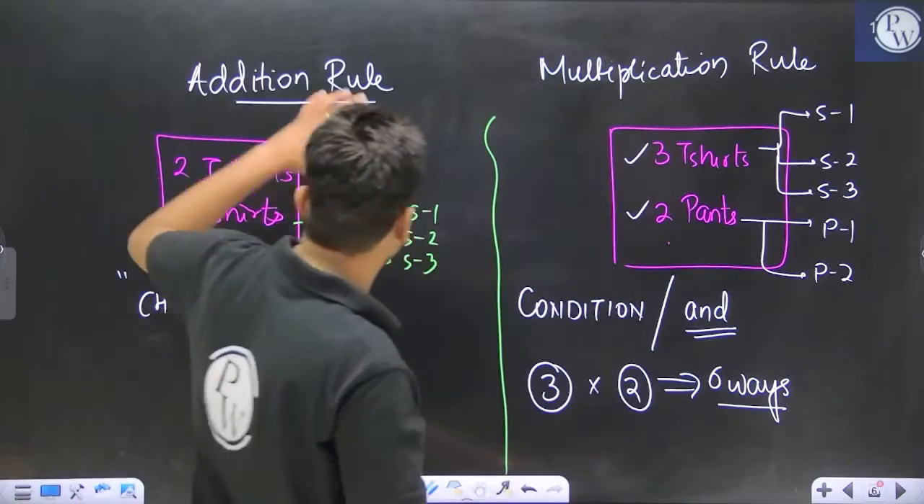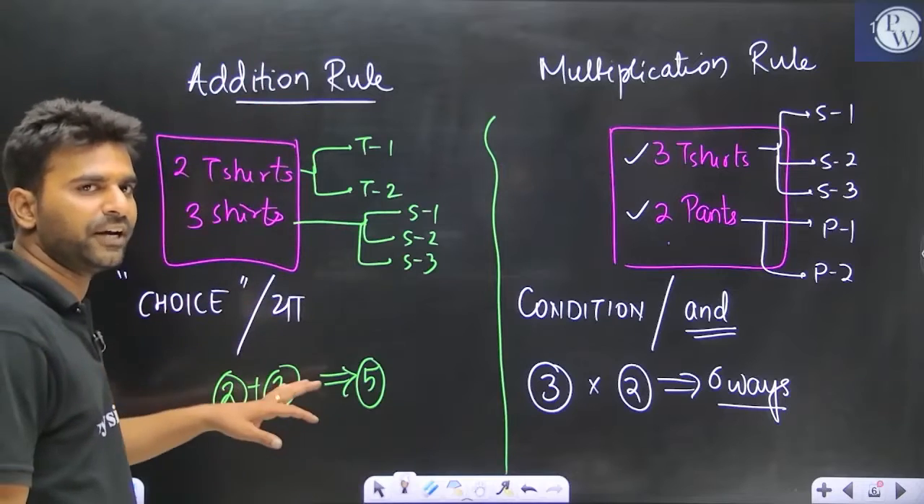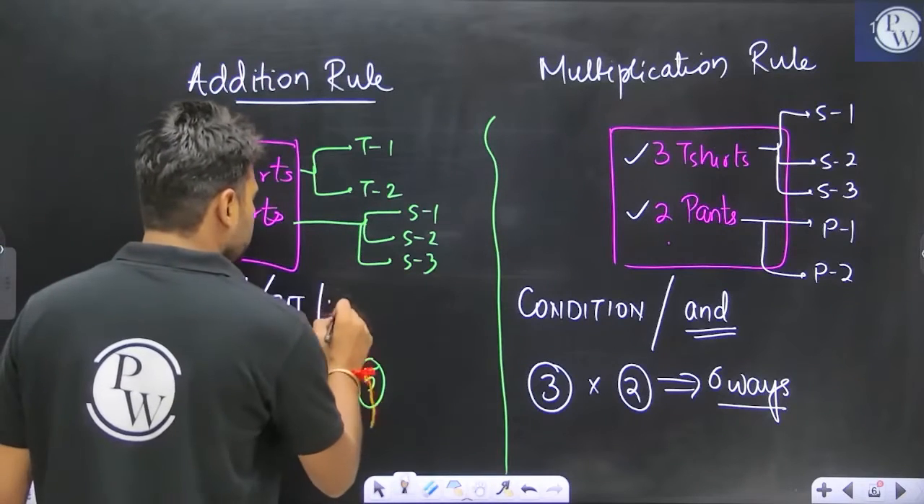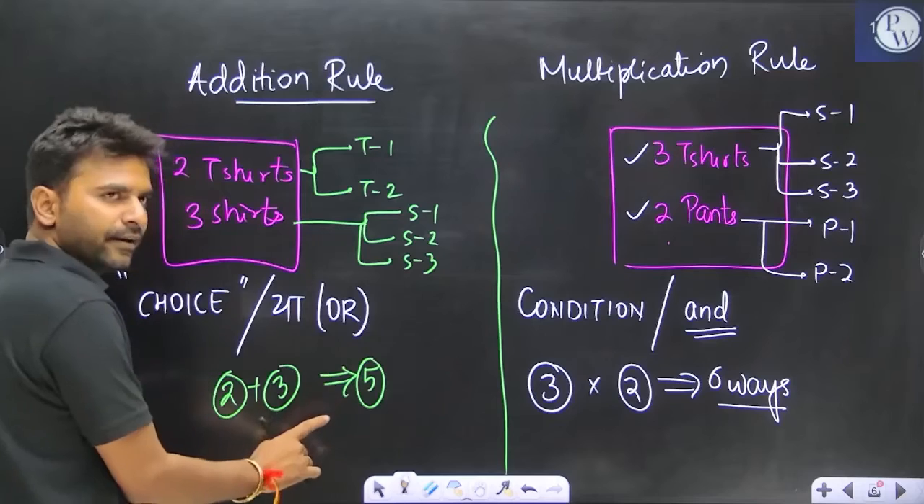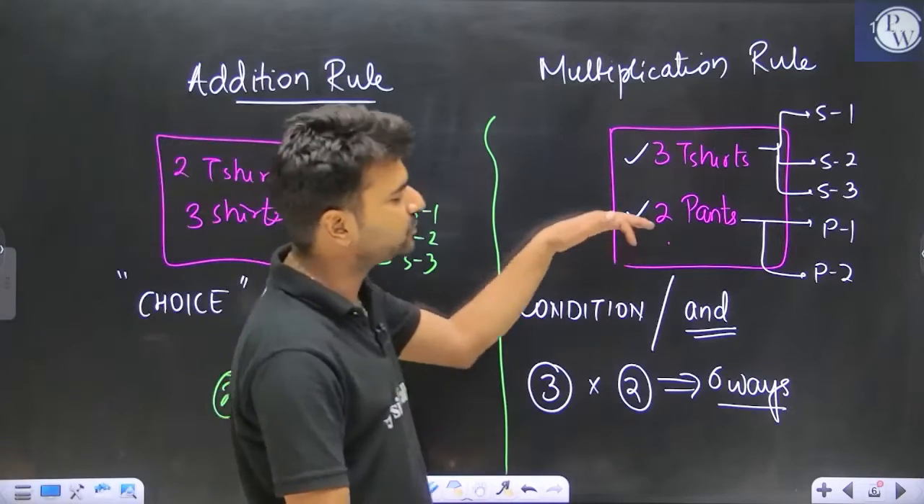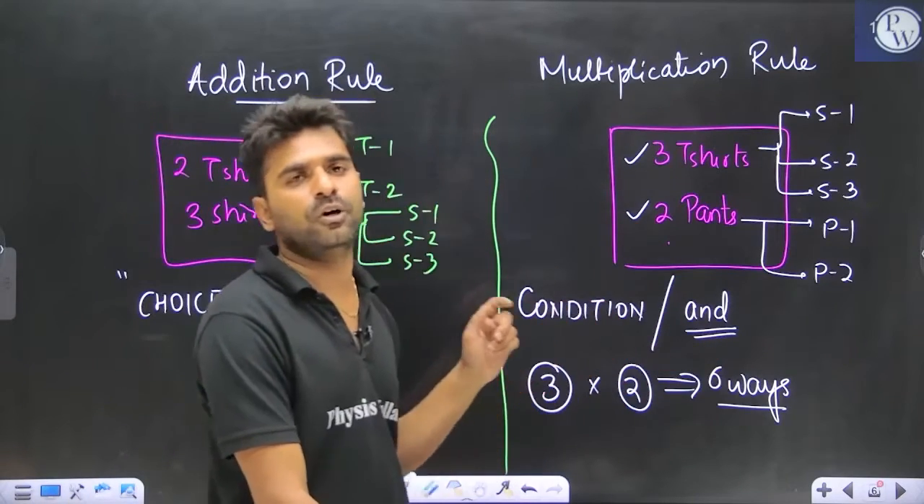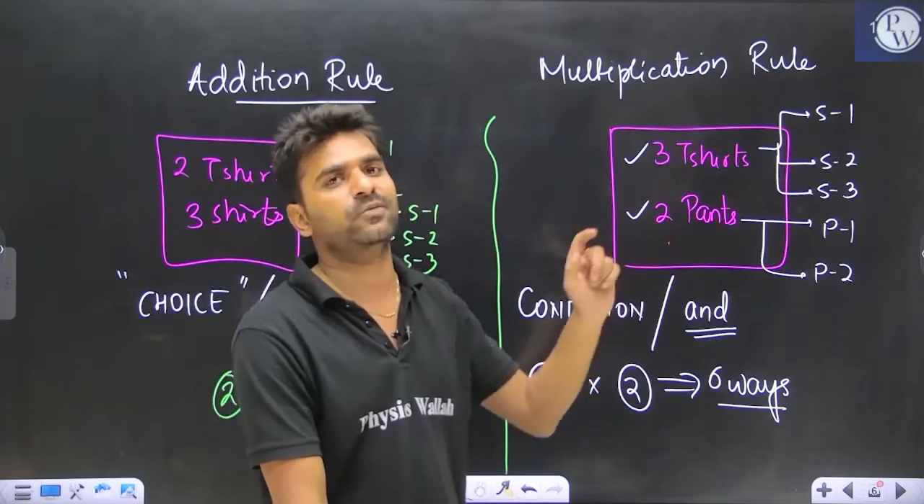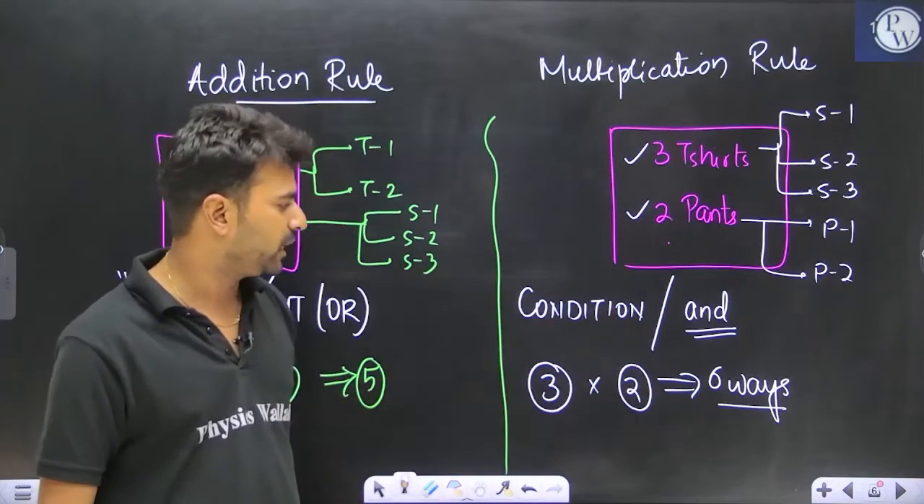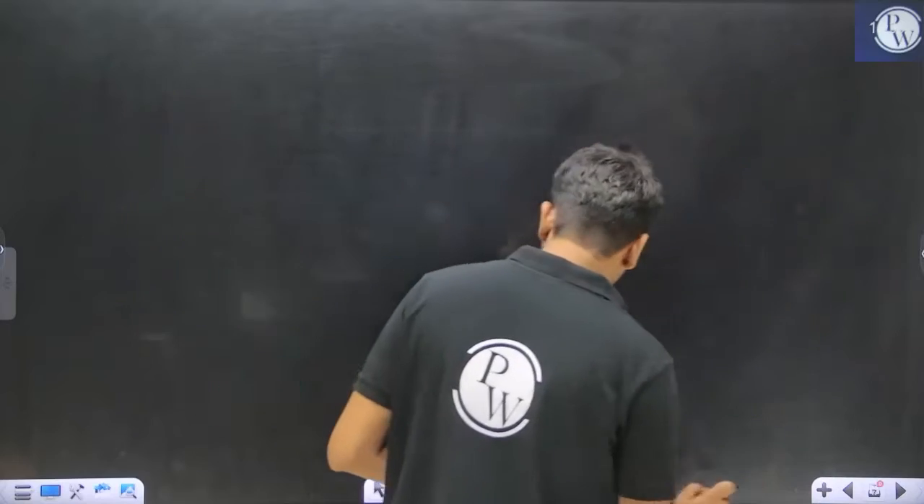So whenever there is a sense of choice, or there is a sense of "ya" in Hindi or "or" in English, we're gonna add. And if there is a sense of "and" or a condition imposed on us, that is, you have to do this task as well as this task, then there you're gonna multiply. I hope you guys are clear with this.